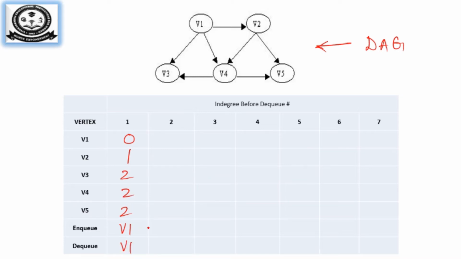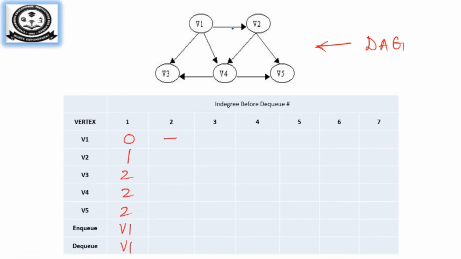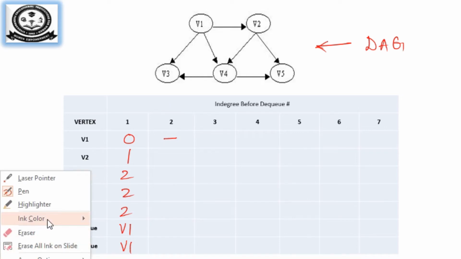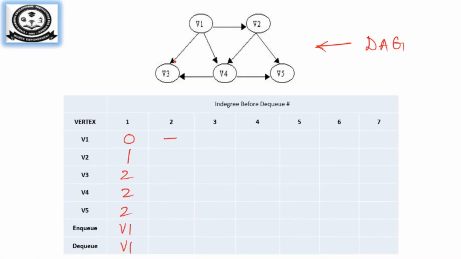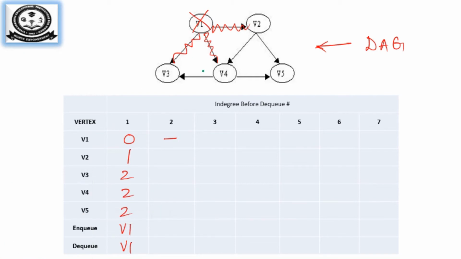Again V1 is popped, so I am going to remove V1 along with all its edges. Now we will be calculating the in degrees without V1 and its associated edges. What is the incoming edge count for V2? V2 will be 0. What is V3? V3 will be 1. V4 will be 1. V5 will be 2.